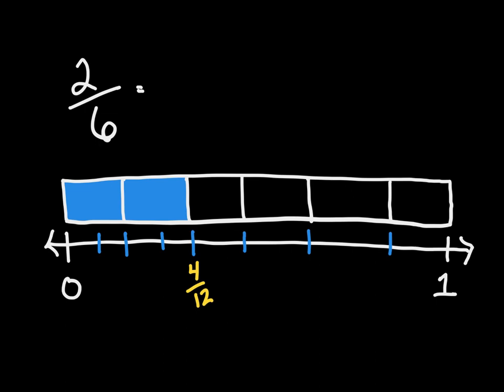Next example, 2/6. They have their tape diagram, which shows 2/6, and they have a number line on the bottom that's showing 4/12. So they're saying that 2/6 is equivalent to 4/12. And how did they get that? Well, they multiply the top and the bottom by 2. 2 times 2 is 4, and 6 times 2 is 12.